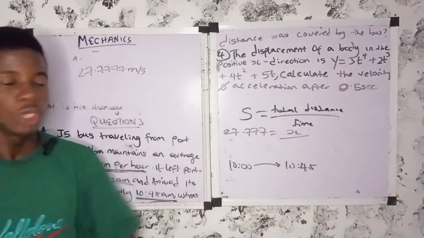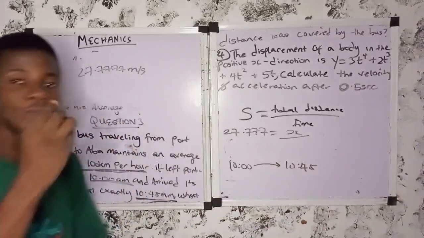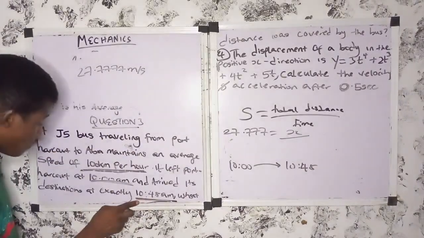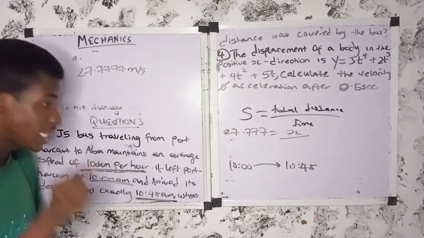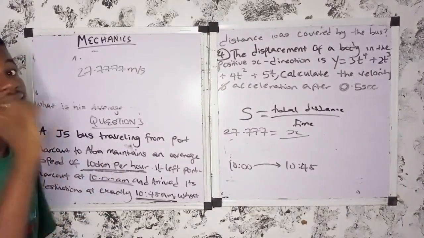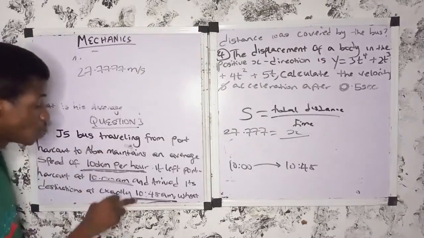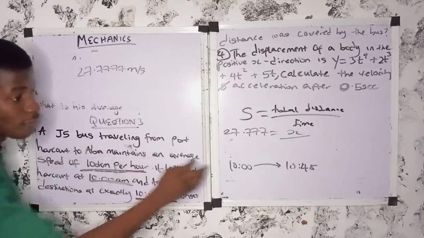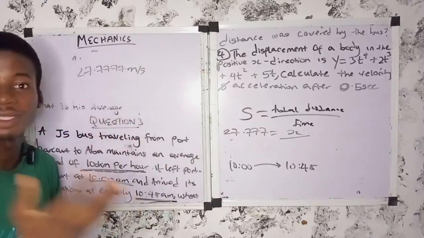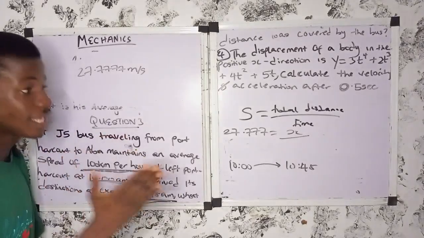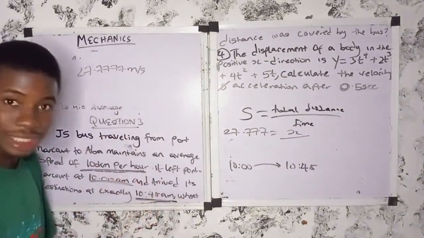So the time here is the time it takes, because it left Port Harcourt at 10 a.m. and arrived at its destination at 10:48. That tells you that it takes the bus 48 minutes to get to its destination. From 10 o'clock to 10:48, if you do the math, you find out that it's 48 minutes.